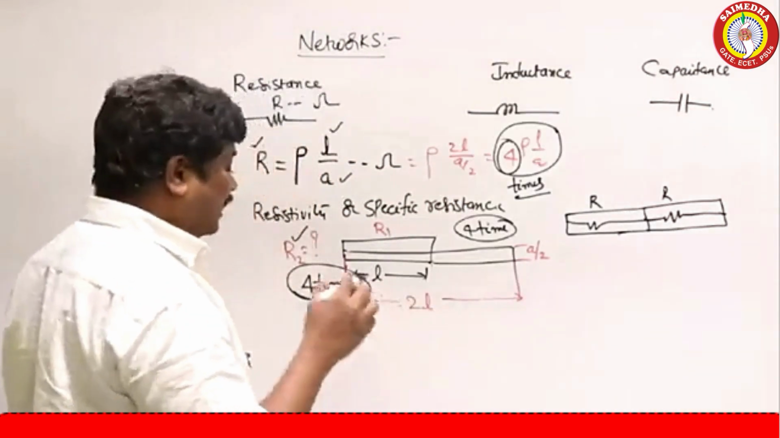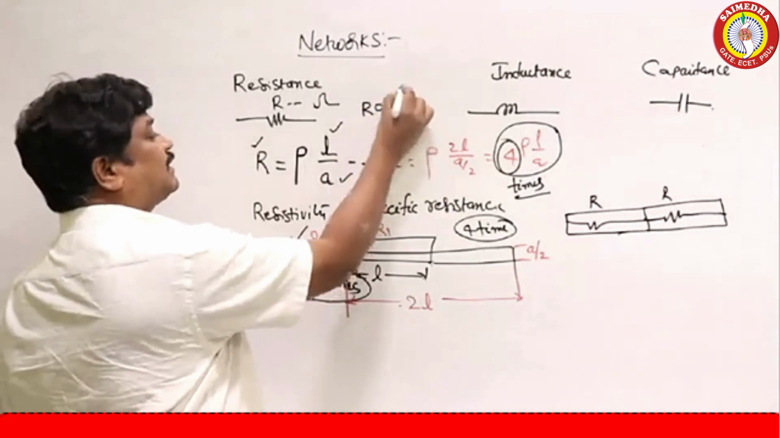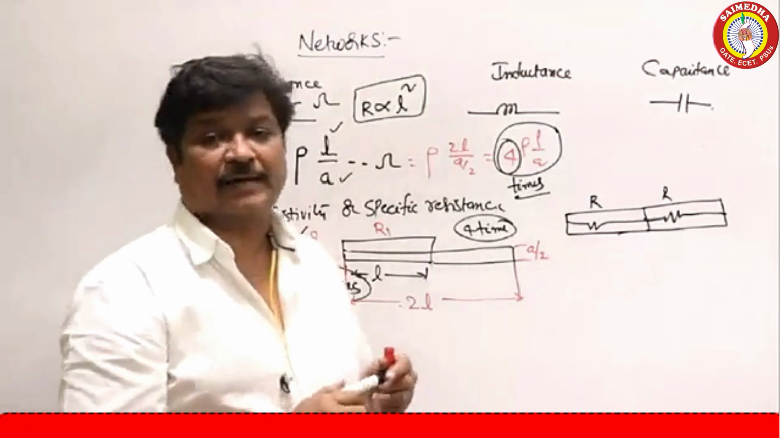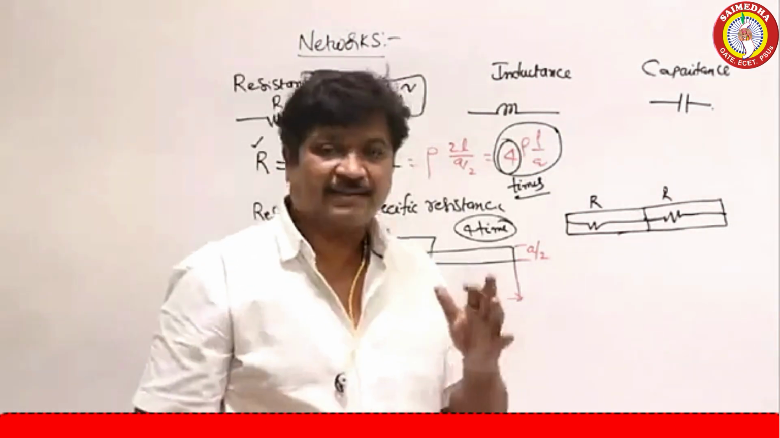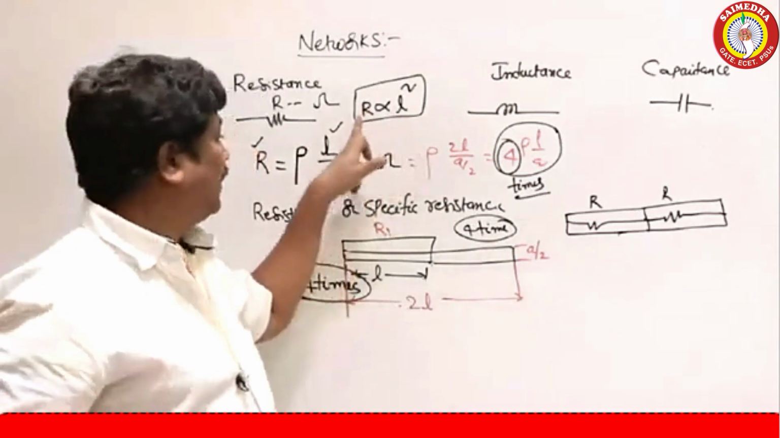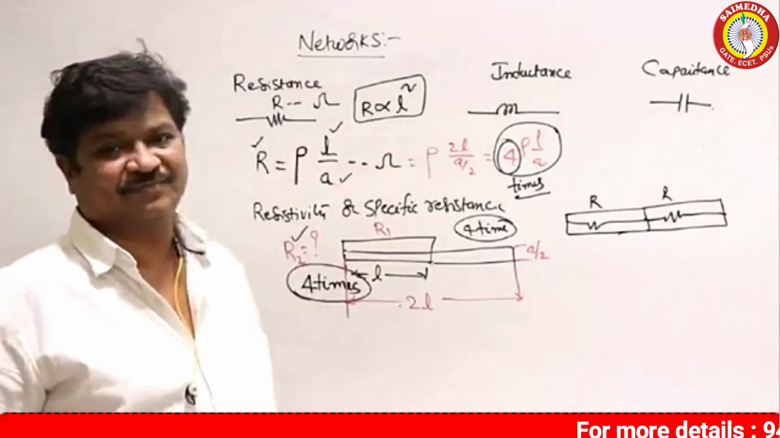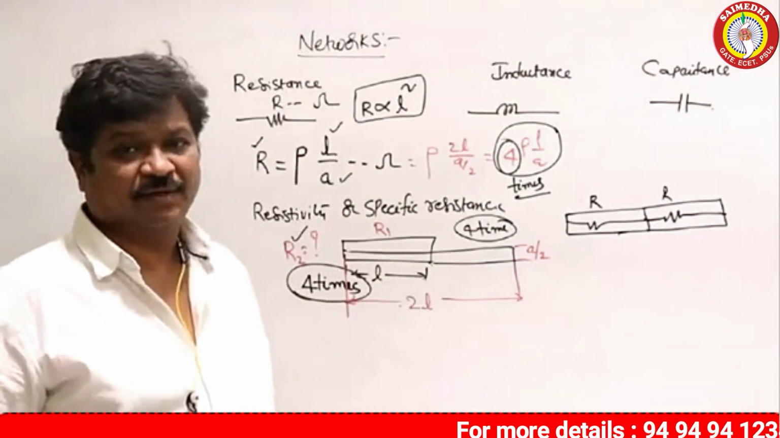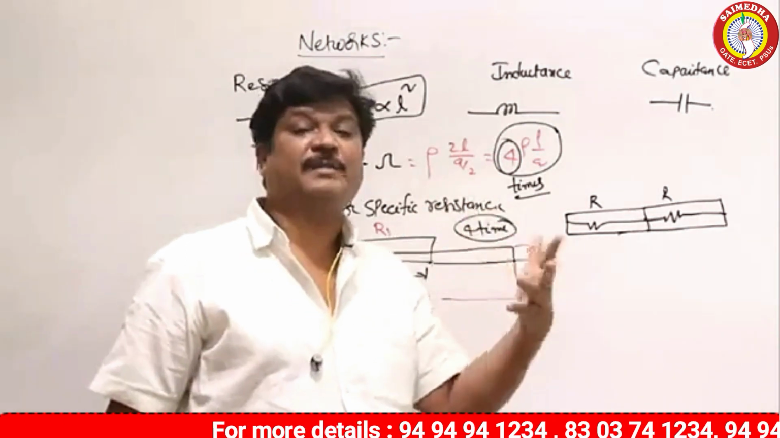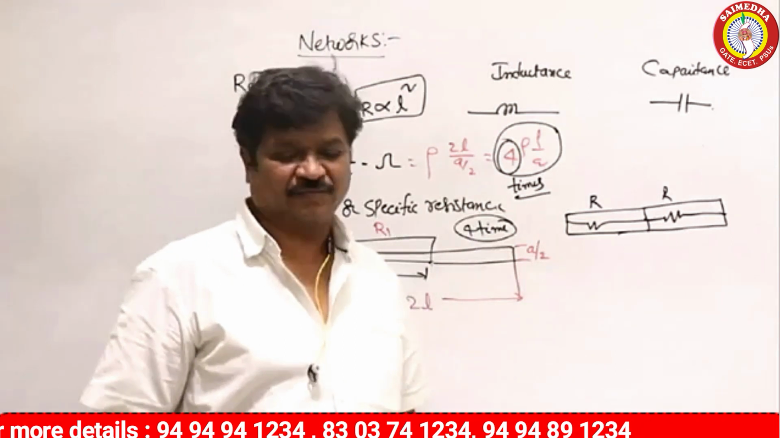For a constant volume, the resistance is directly proportional to L square. What is L? Length. If L is increased by n times, our resistance is increased by n square times. If the length is increased by 3 times, our resistance value increases by 9 times. Like that we have to answer.